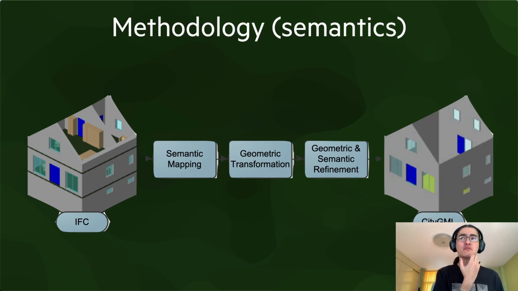So the methodology was something like this. You start from a BIM model, which is stored in IFC. You will see that on Wednesday. And you try to map the semantics from what is typical in IFC to what is typical in a 3D city model like CityGML or CityJSON. You do a geometric transformation of every element and you try to refine it and get the semantics back when you export to a 3D city model.